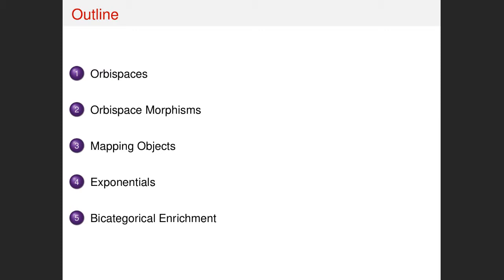Again, the categorical version of enrichment, which is the idea of, you probably have seen this for topological spaces, that we can give the mapping space, well, you can think of the set of maps between two topological spaces, but you can also think of it as a space by giving it the compact open topology, and that actually would make it an exponential in topological spaces. So we want to do things like that for Orbispaces, and Orbispaces are defined like manifolds, but they are allowed to have some mild singularities.